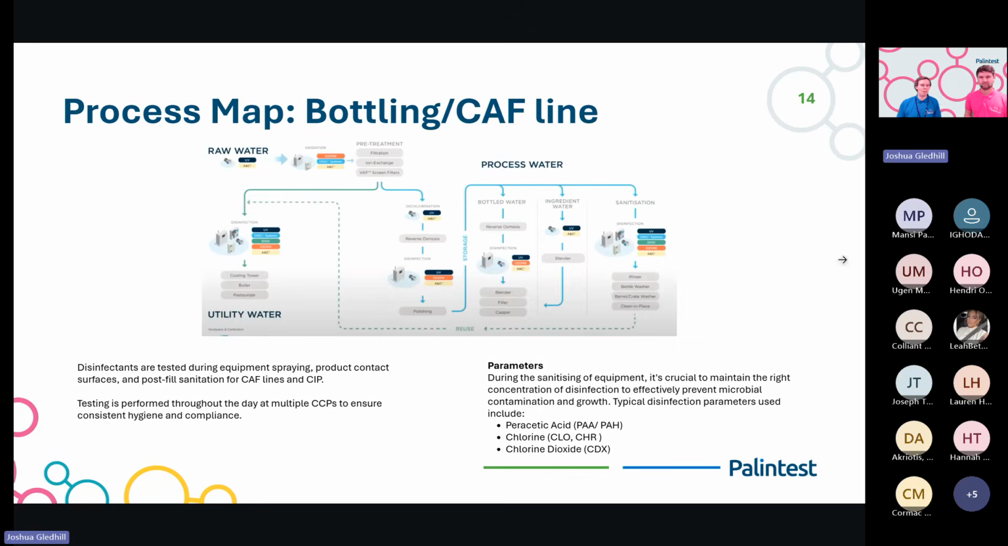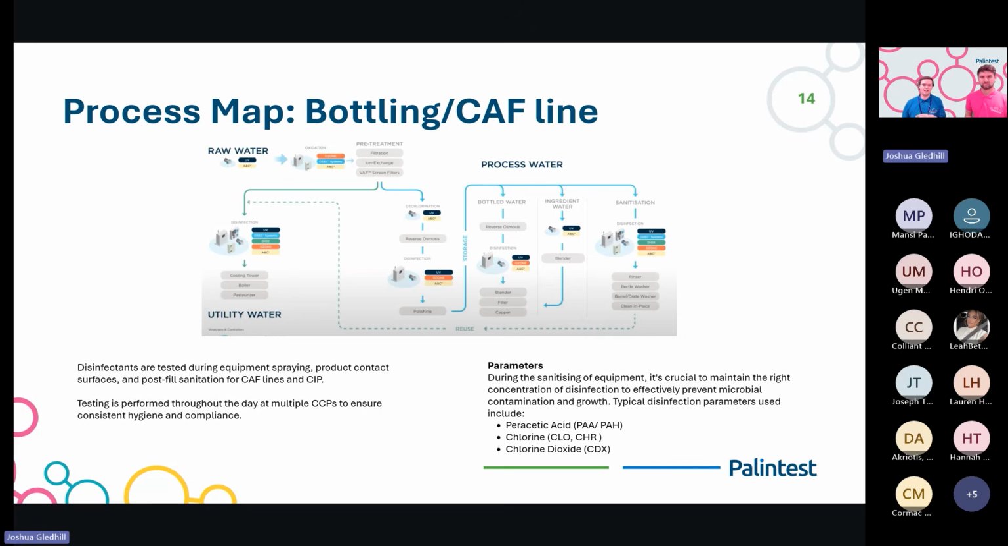And then finally, we've got a process map for bottling. So disinfectants are tested during equipment spraying, product contact surfaces, and post-fill sanitation for CAF lines and CIP. Testing is performed throughout the day at multiple critical control points to ensure consistent hygiene and compliance.